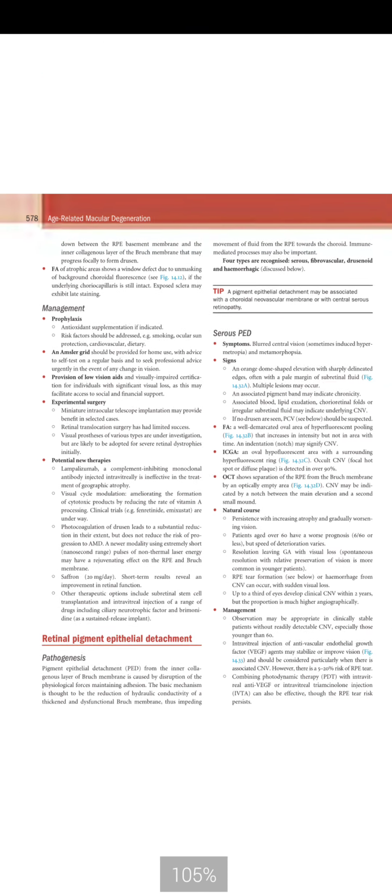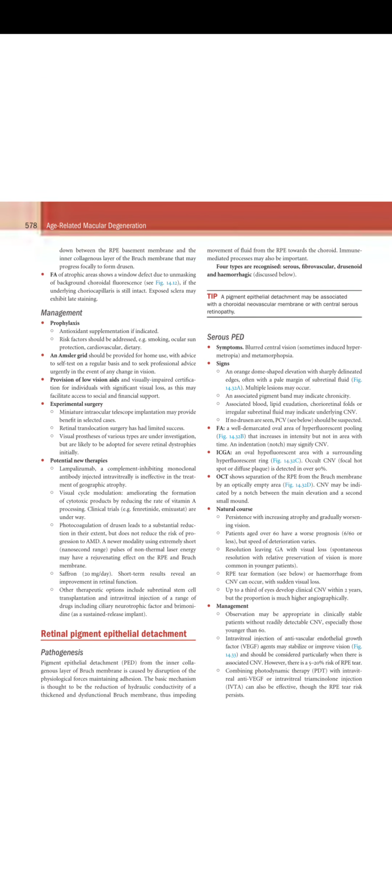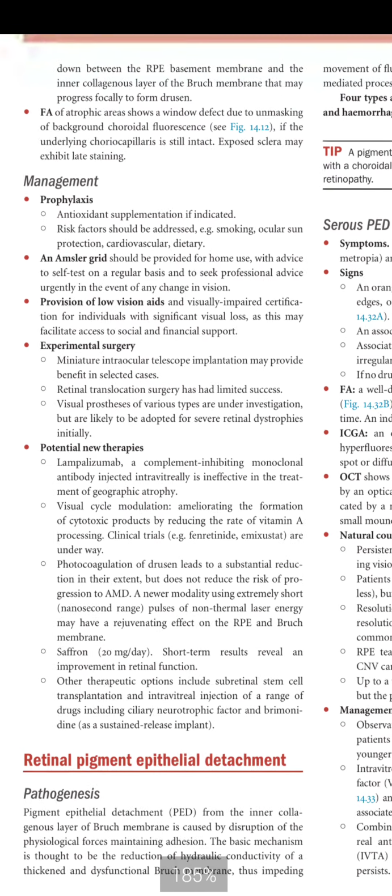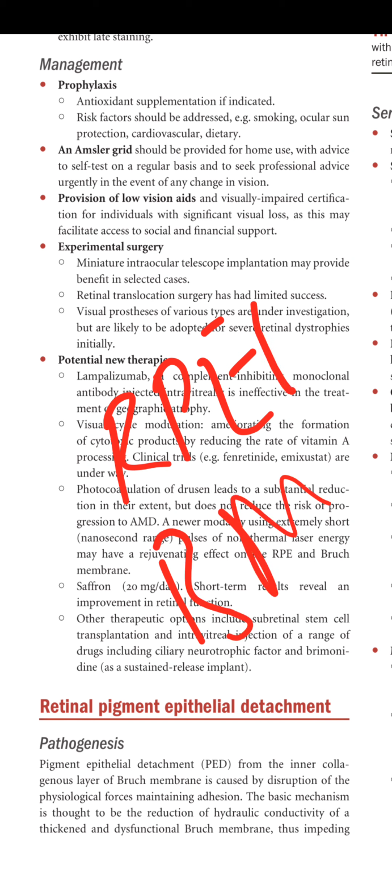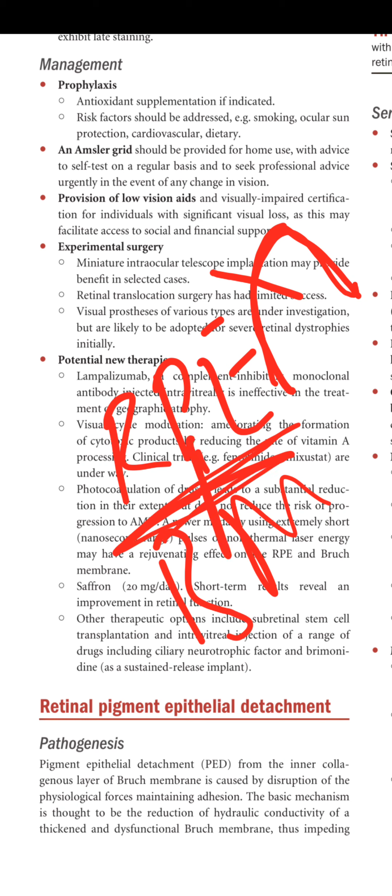Then there are certain associations with the case of AMD. Number one is retinal pigment epithelial detachments. So pathogenesis: pigment epithelial detachment from the inner collagenous layer of the Bruch membrane is caused by the disruption of the physiological forces maintaining adhesion. So you know that the RPE separating from the collagen of the Bruch's membrane and causing a detachment is known as pigment epithelial detachment, and it is caused by the disruption in the adhesion between these two membranes.